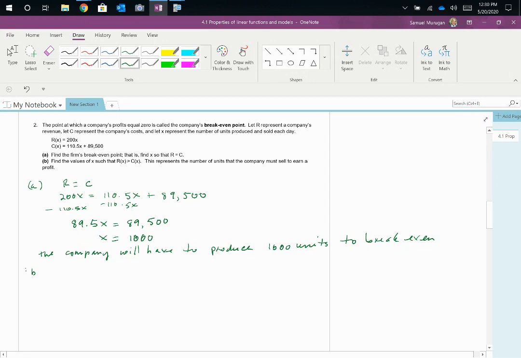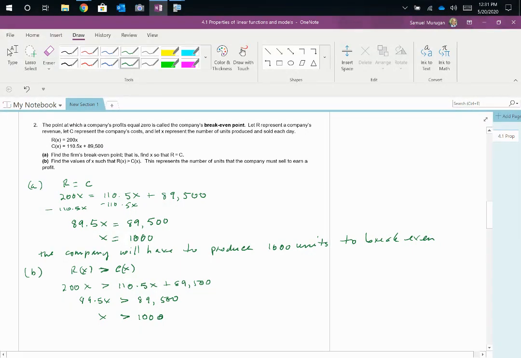Find the values of x so that R(x) is greater than C(x). Okay, so they're asking us to solve the same problem as an inequality. 200x is greater than 110.5x plus 89,500. So 89.5x is greater than 89,500. So x is greater than 1,000.